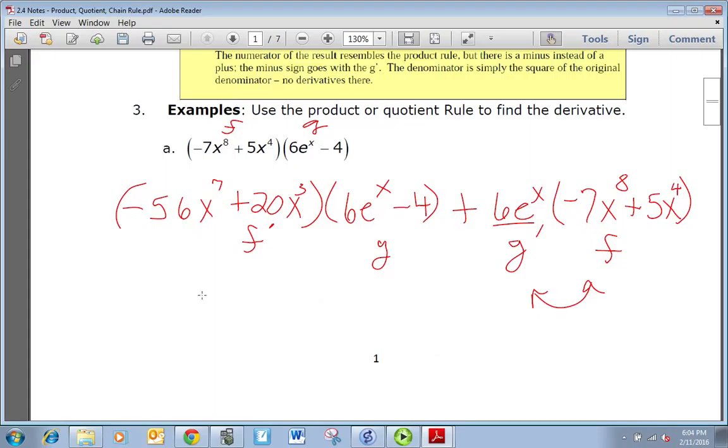And you could also technically take this whole thing and this whole thing and swap those, because addition is also commutative. So as long as you are taking the derivative of one times the other and adding it to the derivative of the other times the first one, then you're using the product rule correctly. So it's kind of hard to mess up.